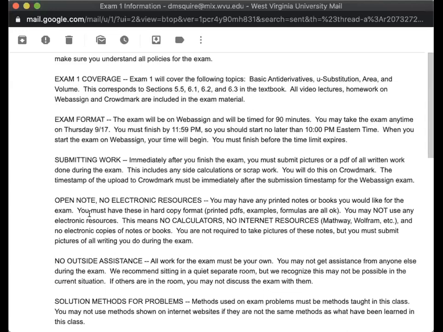All right. So, open book, but you cannot use a calculator. You cannot use any internet resources, including Mathway, Wolfram, Symbolab, whatever there are. Microsoft, I think, has a new one. Photomath, obviously, you can't take a picture of the problem and have it show you how to do it. Can't do any of that. No electronic copies of notes or books. You are not required to take pictures of your notes, but you do have to take pictures of anything that you write during your 90 minutes. Does that make sense? Okay.